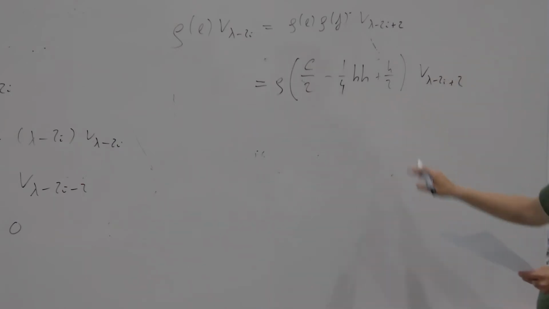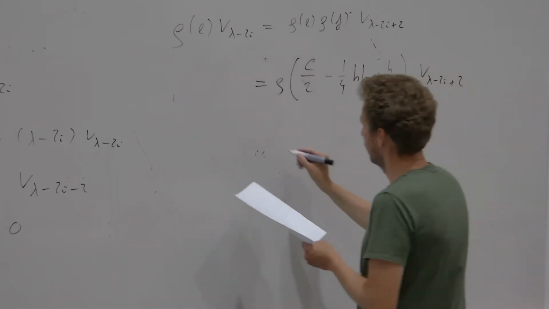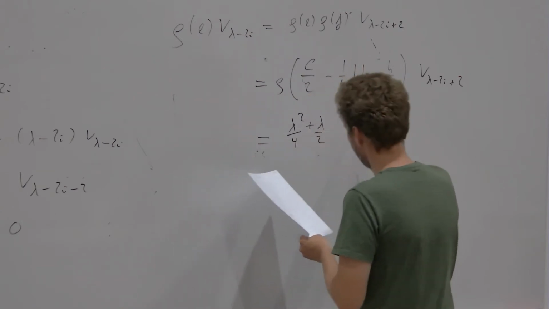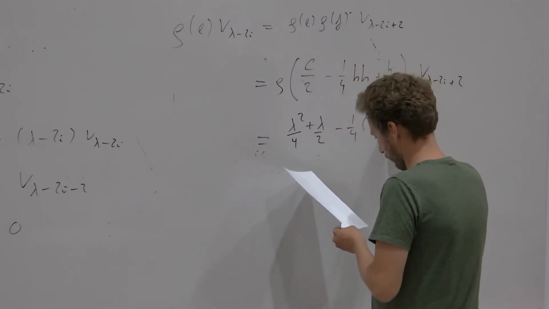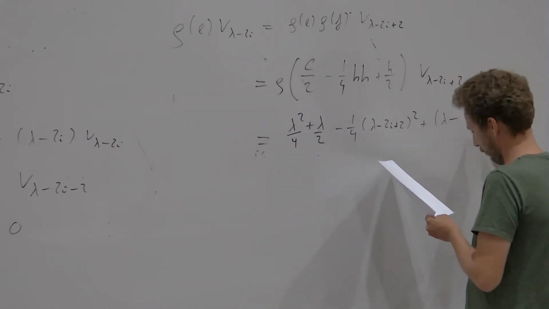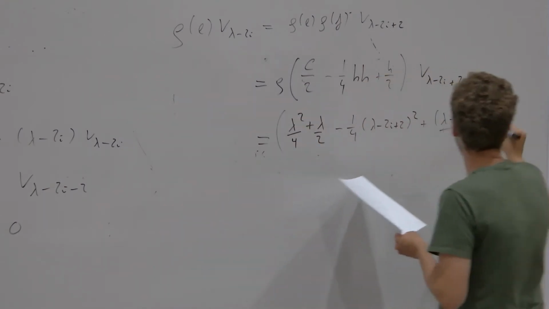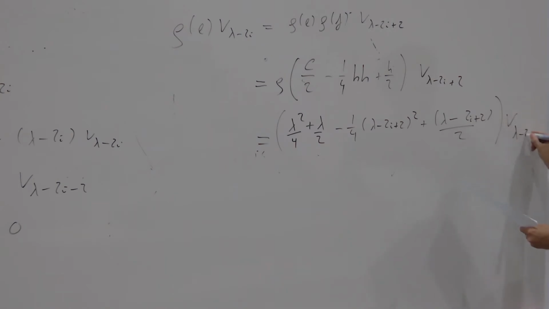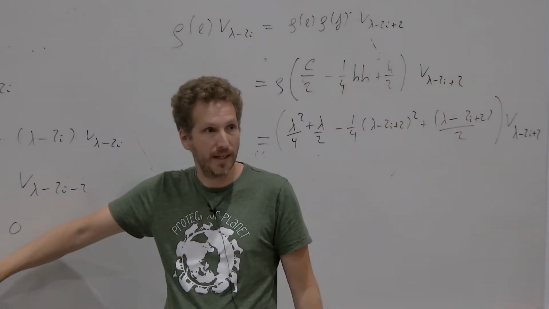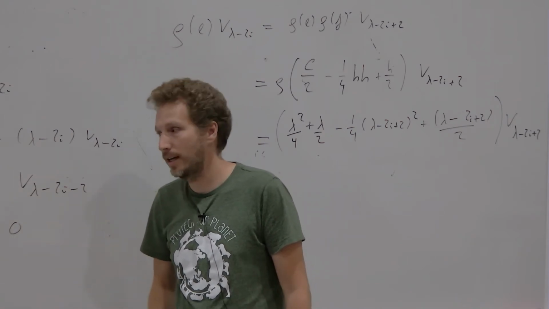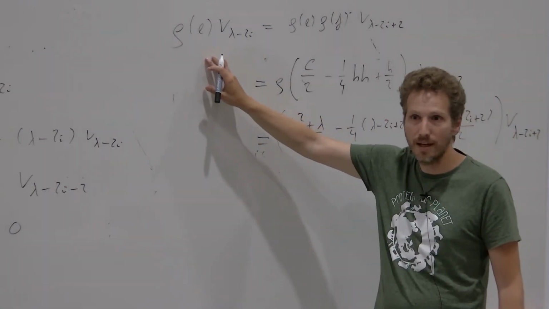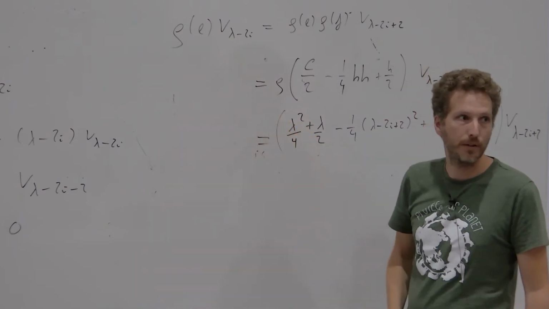And now we know how each of these elements act. So we get lambda squared over 4 plus lambda over 2 minus 1 over 4 times (lambda minus 2i plus 2) squared plus (lambda minus 2i plus 2), divided by 2, whatever. It's not really important what this number is. The important thing is the highest weight is unique. The Casimir eigenvalue is uniquely determined by knowing that there is a highest weight vector. And now having the Casimir eigenvalue, we can determine the action of E, right? Without this Casimir, I wouldn't know what to do, so this is important.